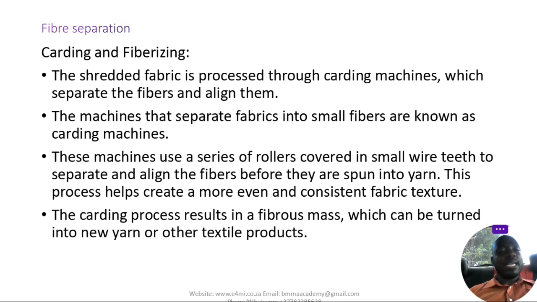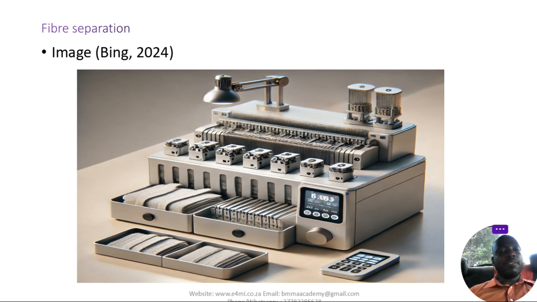This process helps create a more even and consistent fabric texture. The cutting process results in a fibrous mass, which can then be turned into yarn or other textile products. Yarn, as we know, is a long thread that is fed onto a weaving machine in order to make fabric.